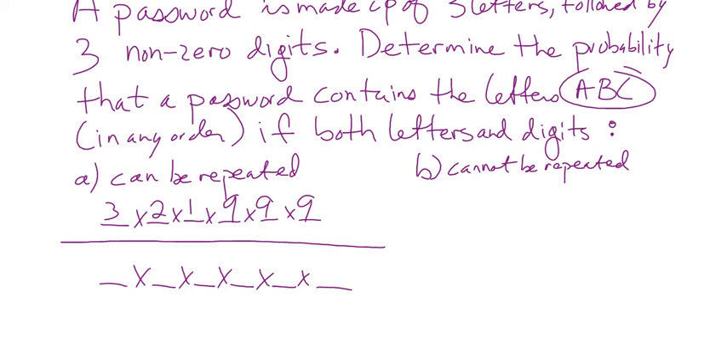How many choices do you have for the first letter? It's English. If letters and digits could be repeated, how many choices for the second letter? For the third letter? For the first non-zero digit? Second non-zero digit? Okay, so 3 times 2 times 1 times 999 over 26 times 26 times 26 times 999. If you want to work that out, don't bother with the 9s. Just go 6 over 26 cubed. That would be quicker.